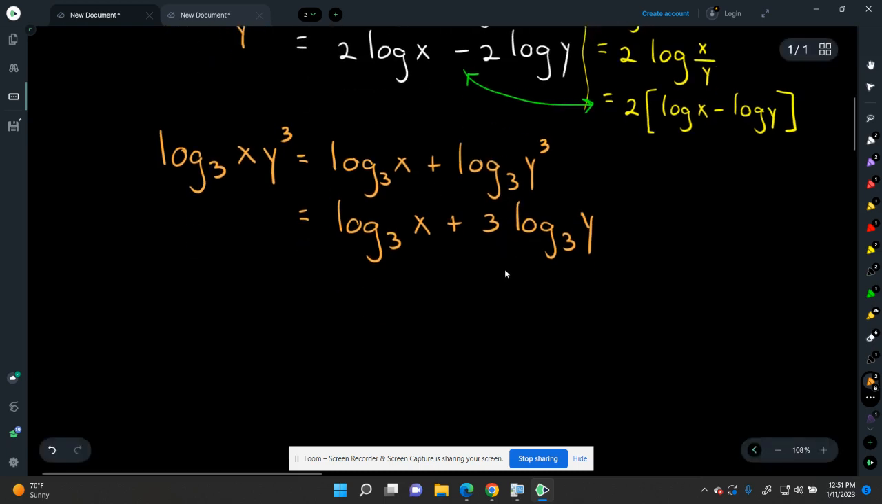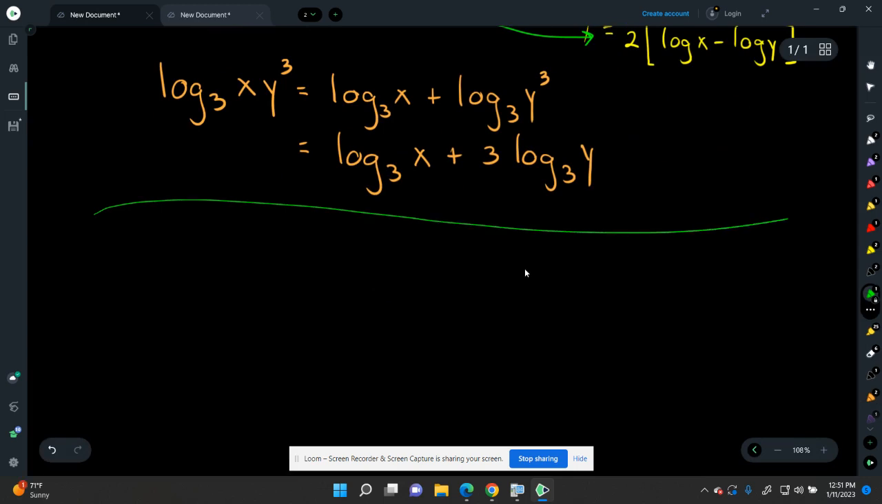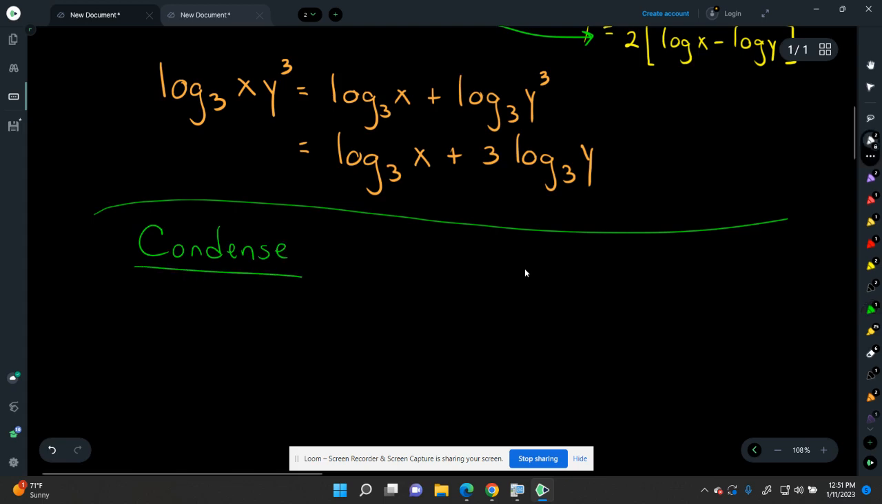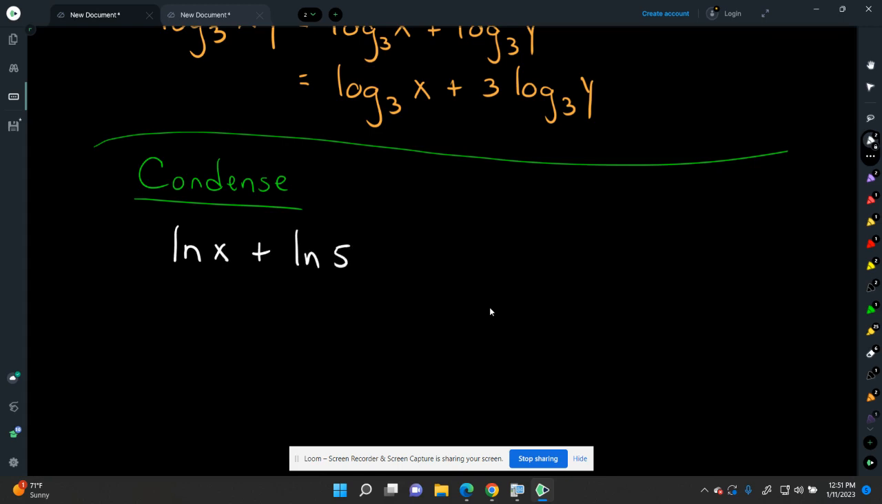Okay, the bottom part of the worksheet, 7 through 10, we're going the opposite direction. We're going to try to condense them. So number 7, I have the natural log of x plus the natural log of 5. So what goes with the addition? Multiplication. So how would I rewrite this? Natural log of 5x, or x times 5, right?